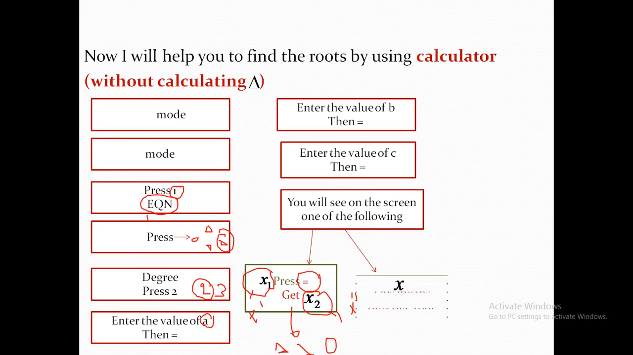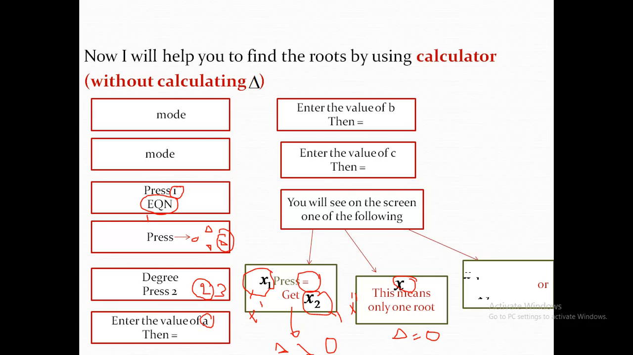If you see on the screen only the letter x, this means we have one double root, and you will conclude that delta equals 0. The calculator will not write for you delta equals 0, but because you see on the screen the letter x, that means one root, you will conclude that delta is equal to 0.